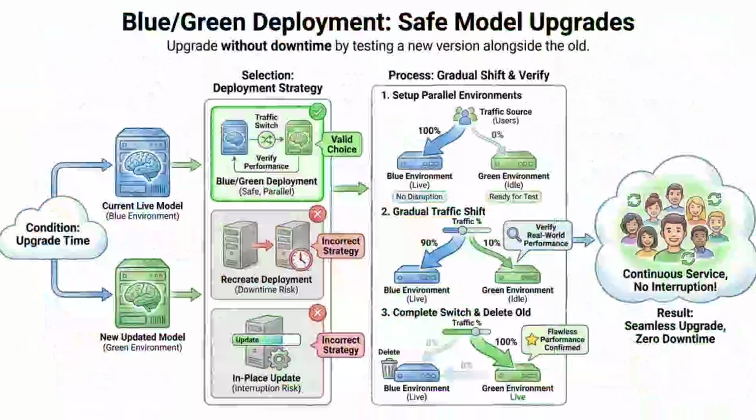SageMaker allows you to gradually shift a tiny percentage of live user traffic from the blue environment to the green environment to verify its real-world performance. If the green model performs flawlessly, you safely route 100% of traffic to it and delete the old blue environment, ensuring a completely seamless upgrade with absolutely zero customer interruption.